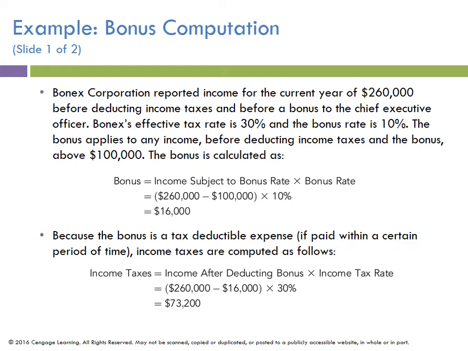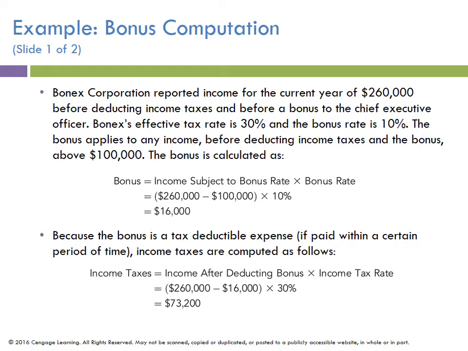A bonus computation. Here's an example. Bonex Corporation reported income for the current year of $260,000 before deducting income taxes and before a bonus to the Chief Executive Officer. Bonex's current tax rate is 30% and the bonus rate is 10%. The bonus applies to any income before deducting income taxes and above $100,000. The bonus is calculated as follows.